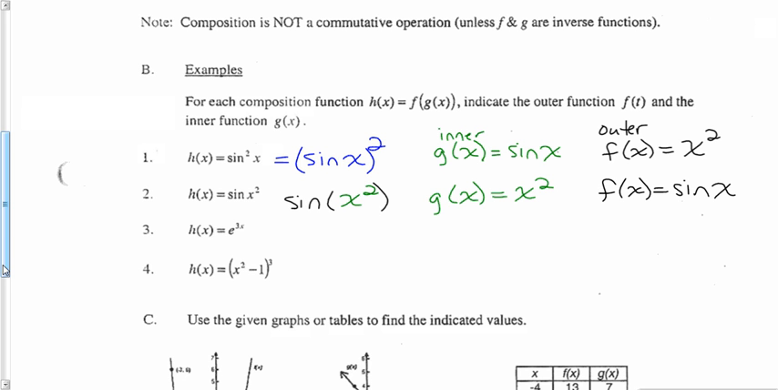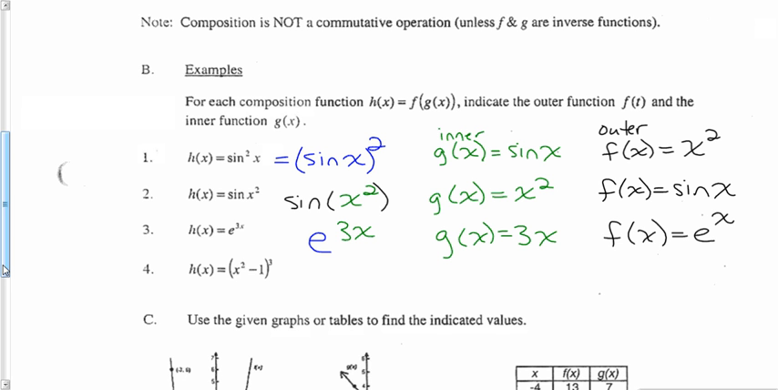In number 3, I have e raised to the 3x. When I take my x and first plug it in, the first thing I do is 3 times x. That's going to be my inner function. Once I have that number, I take e raised to the 3x. So my inner function, g of x, is just 3x. My outer function is e raised to the power, so my outer function is e to the x.